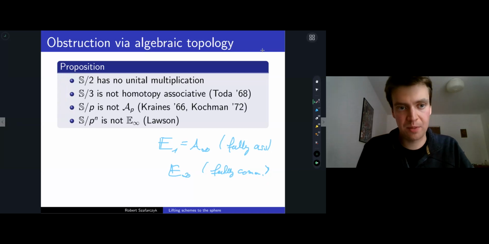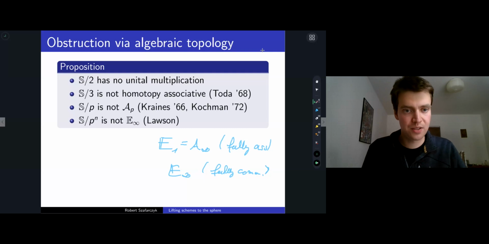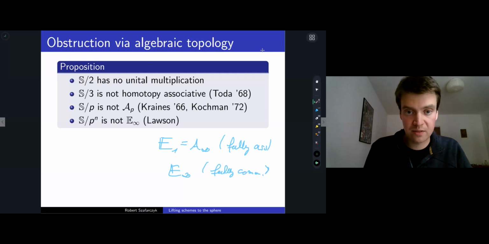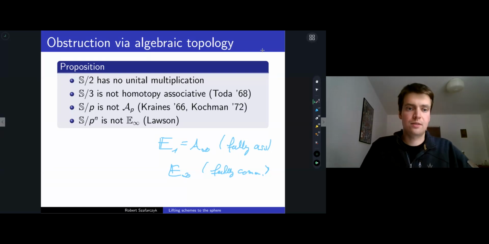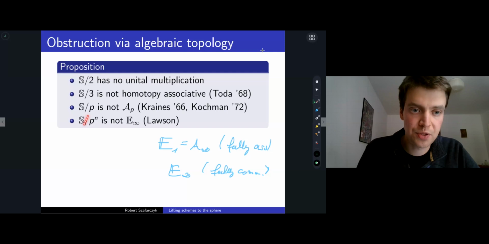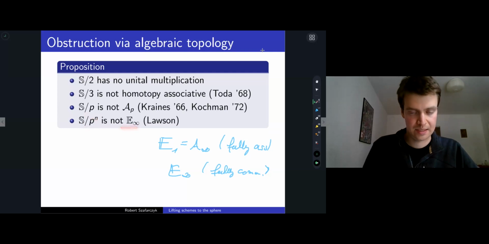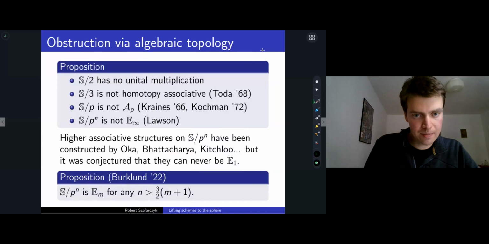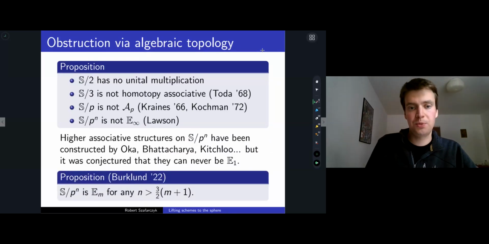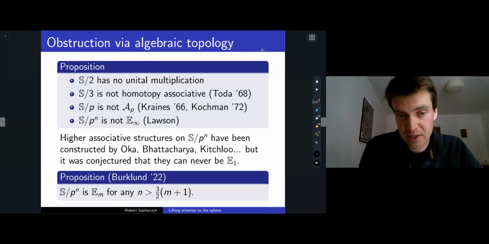Those results can be obtained by some algebraic topology, let's say. But there's also a result due to Lawson that, while we already know S mod p cannot be fully associative, by an argument of his, one can show that S mod p^n is never fully commutative. But so they cannot be commutative, but maybe they can be highly associative.